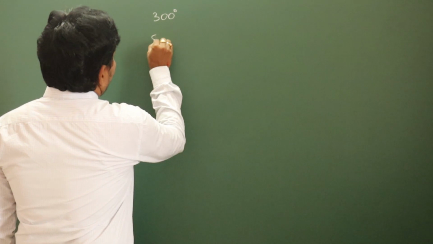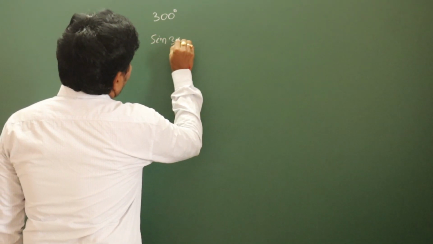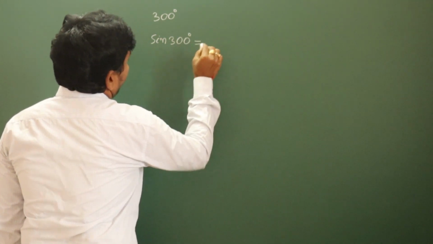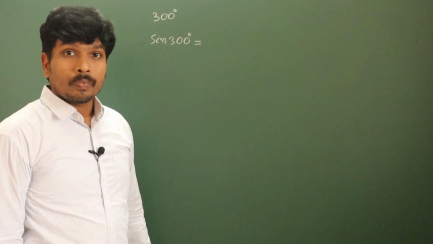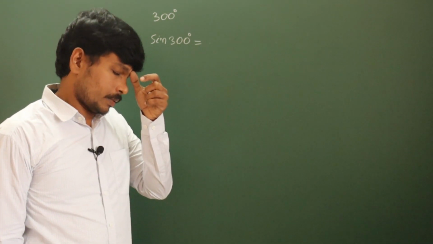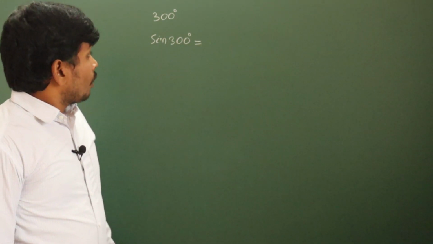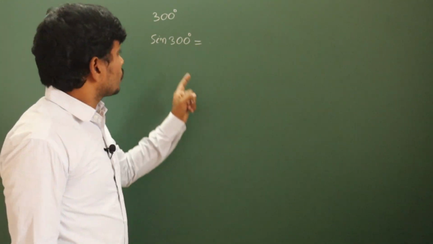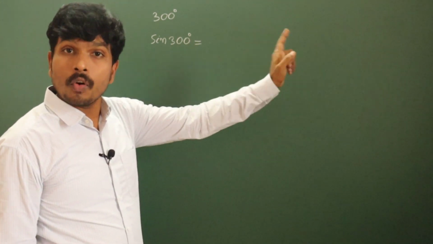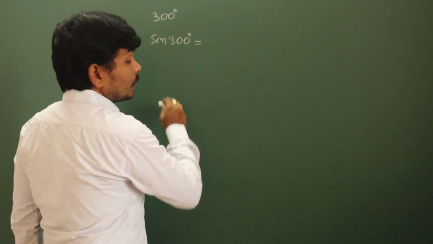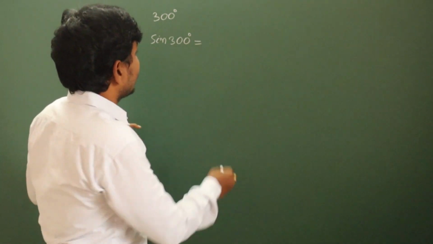Sine 300 degrees. What is the value of sine 300 degrees? Minus root 3 by 2. Yes. First observe, 300 degrees is in which quadrant? That is in the fourth quadrant. So in the fourth quadrant, sine is negative.